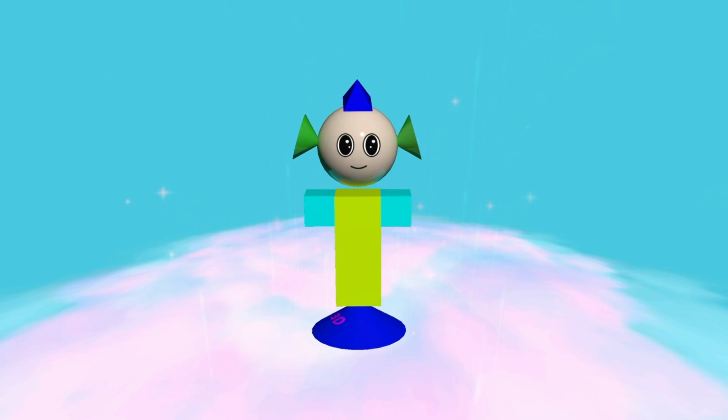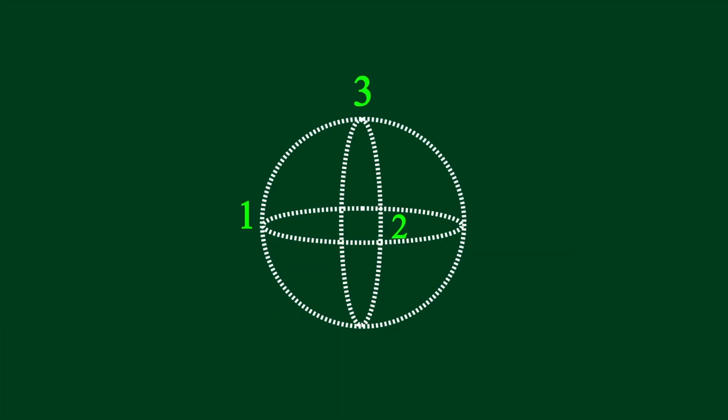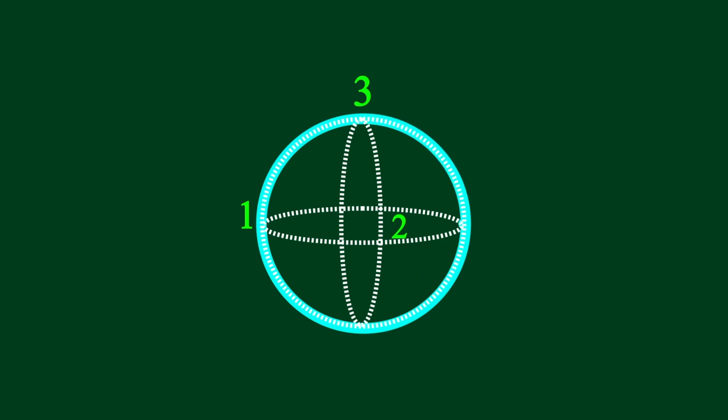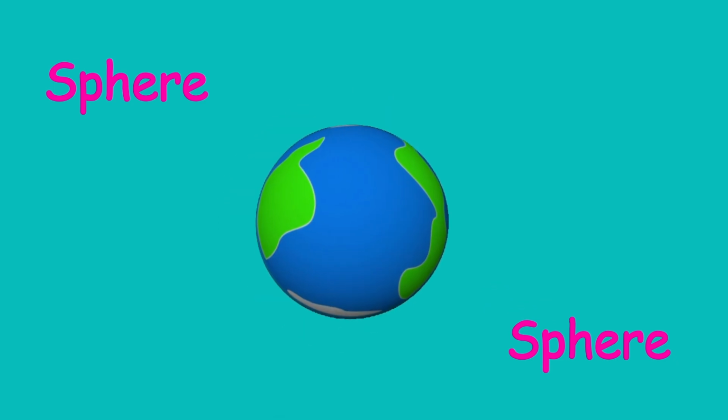Let's start with the sphere. A sphere has no edges or corners, just one continuous surface. Sphere. A sphere is perfectly round like a ball or a globe.